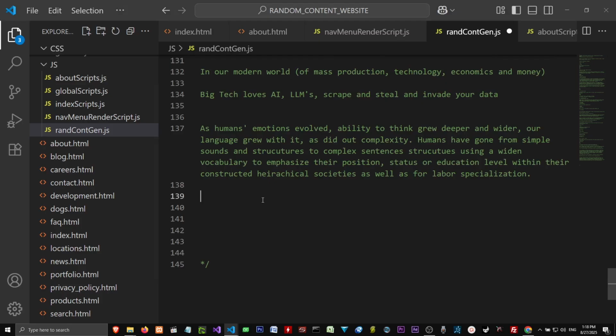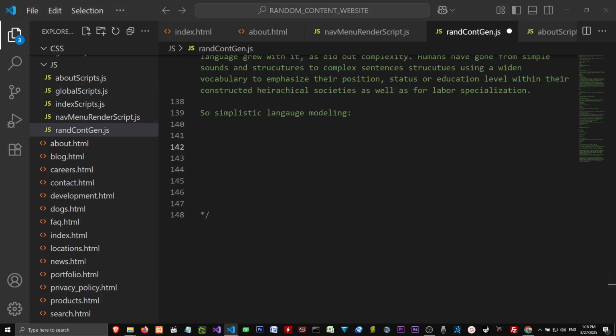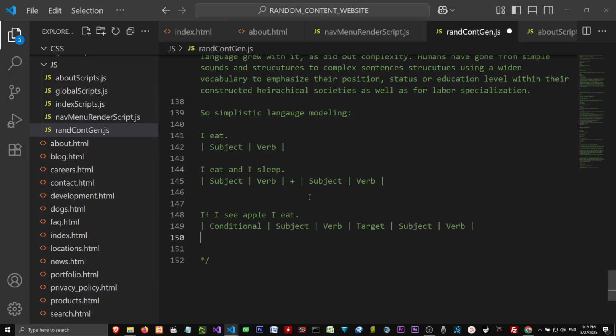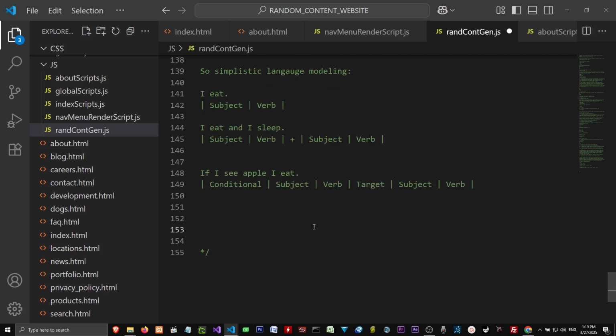So to kind of do a review, simplistic language modeling. And I'm going to put the examples that we used in this topic. I eat: subject, verb. I eat and sleep: subject, verb, plus 'and', which is a conjunction. If I see apple, I eat. Conditional: I need to survive. If this happens, I will. Subject, myself. Verb, see. I need to find food.